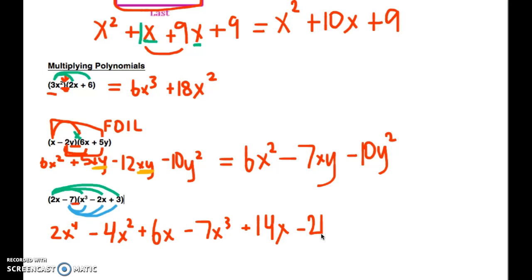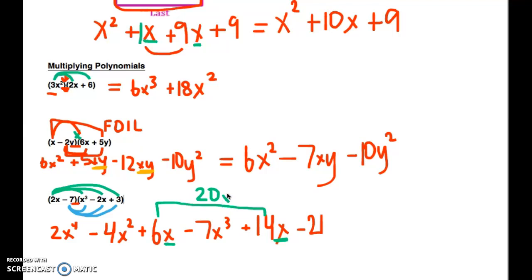Alrighty, I'm going to go through and I'm going to see if I have any matching terms. Do I have any terms with the same last name? So let's check this. X to the 4th. Okay, I don't have any other x to the 4th. So he's okay. X squared. Do I have any other x squareds? No. Oh, I have a 6 times x. And here I have a 14 times x. So those we can combine to make 20x.